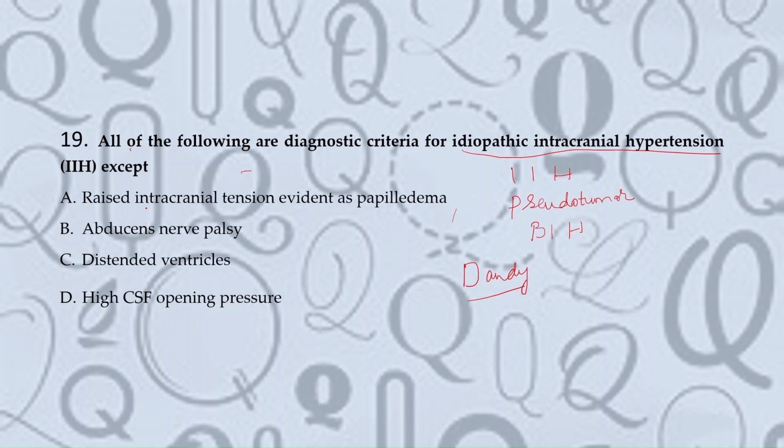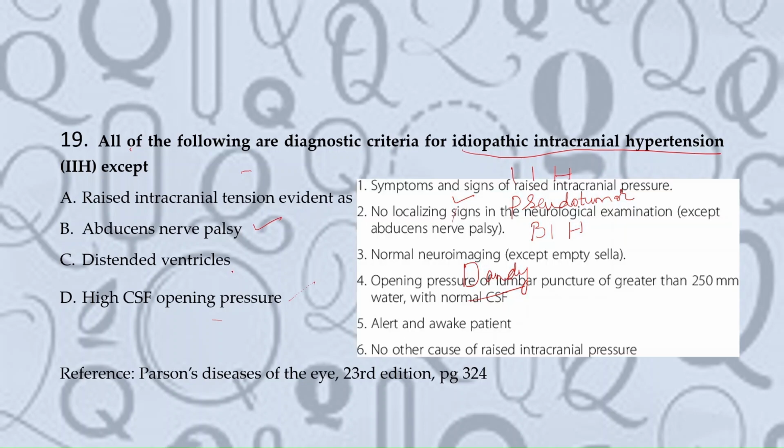We have raised intracranial tension evident as papilledema, so this has to be there. There can be abducens nerve palsy, and abducens nerve palsy in raised intracranial tension is a false localizing sign. It occurs due to compression of the sixth nerve along the petrous apex. Distended ventricles and raised CSF opening pressures. So why don't we have distended ventricles? Whenever there is idiopathic intracranial hypertension, we get slit-like ventricles because of compression of the ventricles, not distended ventricles. Distended ventricles are usually seen in conditions like obstructive hydrocephalus. So the answer here is distended ventricles.